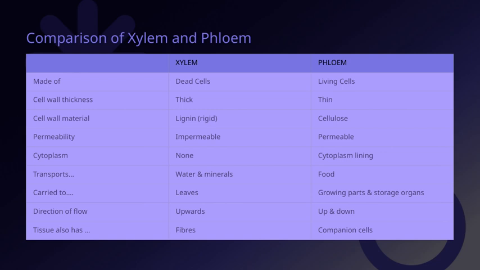Finally, both tissues also have additional structures. Xylem contains fibers, which add strength, and phloem includes companion cells that assist in maintaining the function and health of the phloem tissue. So, in summary, these 2 tissues work together seamlessly to support the plant's transport system, each specialized for their specific roles in water, minerals, and food movement.